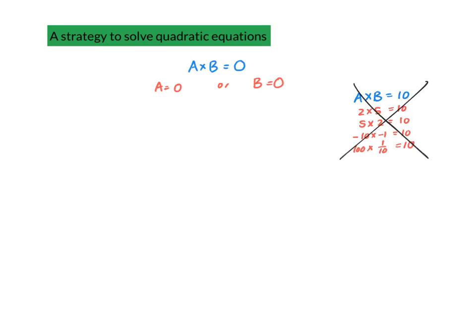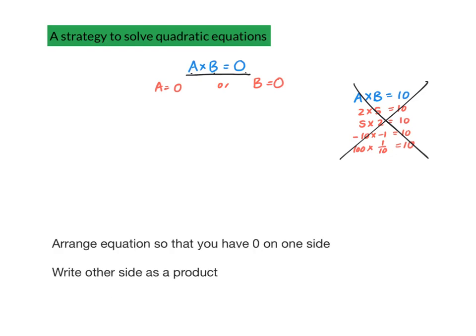But the idea behind solving quadratic equations is that you want to set up the equation so that you've got a product and that product equals 0. So let's quickly look at a summary. Whenever I solve a quadratic equation, first I will arrange the equation so that I have 0 on one side. Then I'll write the other side as a product and solve each factor for 0. Now this will make a lot more sense when I look at some examples.